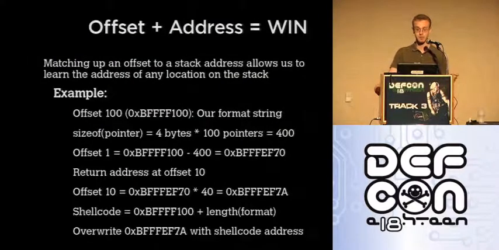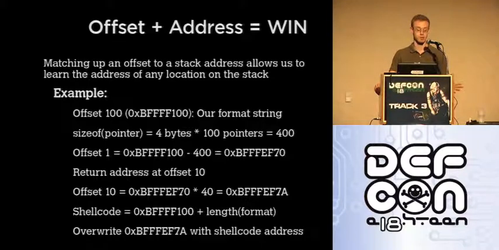So given this offset that we found in the first stack dump and the address that we found in the second, we basically have a method to allow arbitrary write on the stack. We know that since offset 100 is at, for example, stack pointer BFFFF100, and we know that a pointer is 4 bytes, we know, for example, that offset 1 is going to be minus 400 values from that offset, basically.